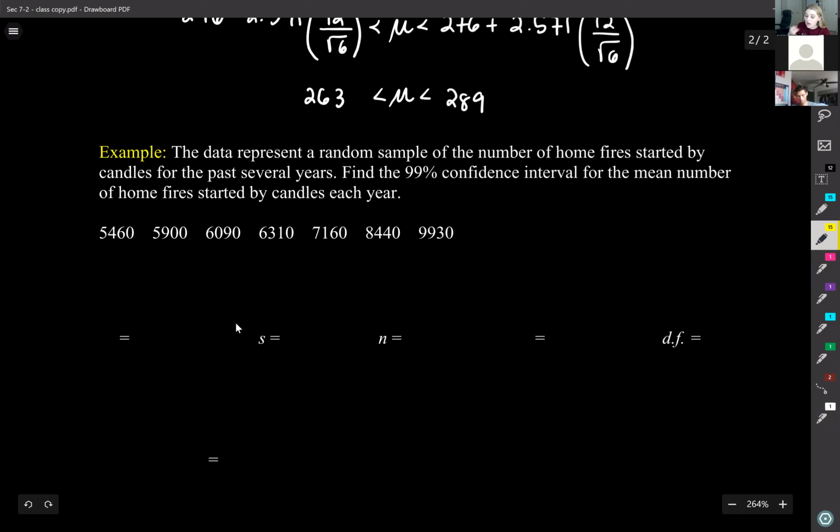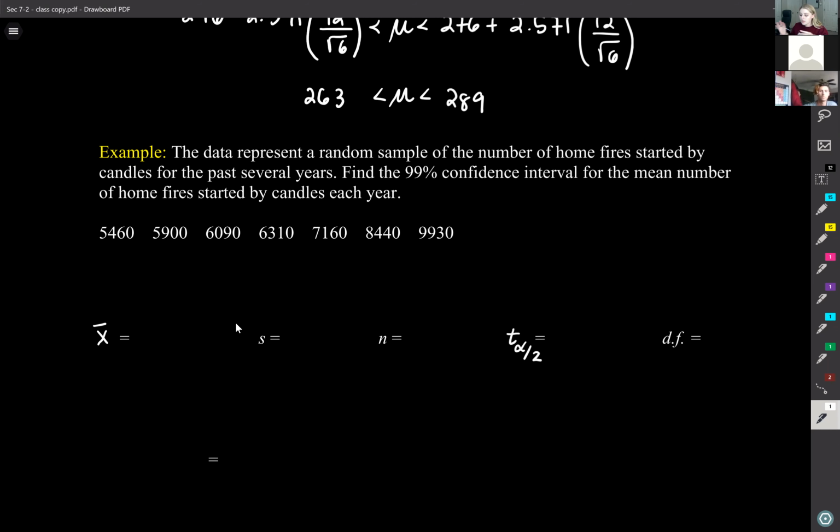Same process, we just have to do a little more work in order to find the sample mean and the sample standard deviation. For this, we're going to need the sample mean, but we're not just given it. The problem says the following data represents a random sample of the number of home fires started by candles for the past 7 years. Find the 99% confidence interval for the mean number of home fires started by candles each year. We're not just told the mean of a sample. We're actually given the sample, which means that we just need to compute the mean ourselves.